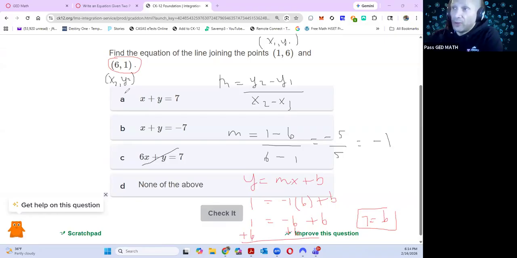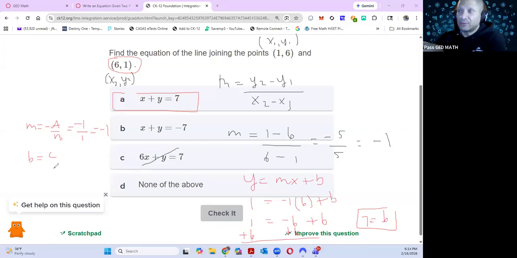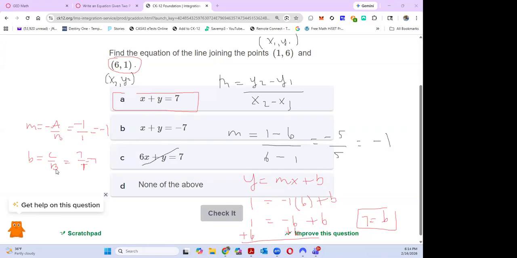Okay? So A is the correct answer. Well, how do you know? Because remember, I told you a shortcut. M equals minus A over B, which is -1/1. That's my slope of -1. That's correct. To find the y-intercept, it's C over B, which is 7/1, which is 7. So I know it's A.